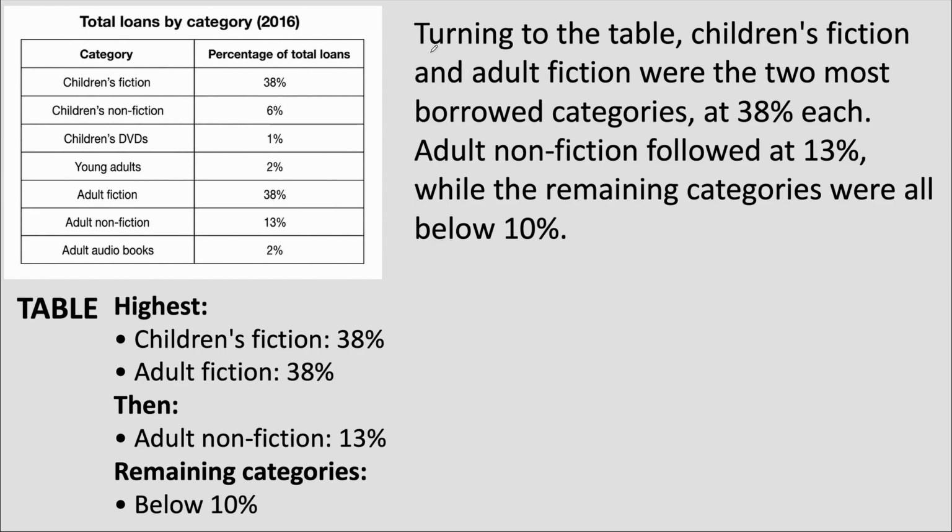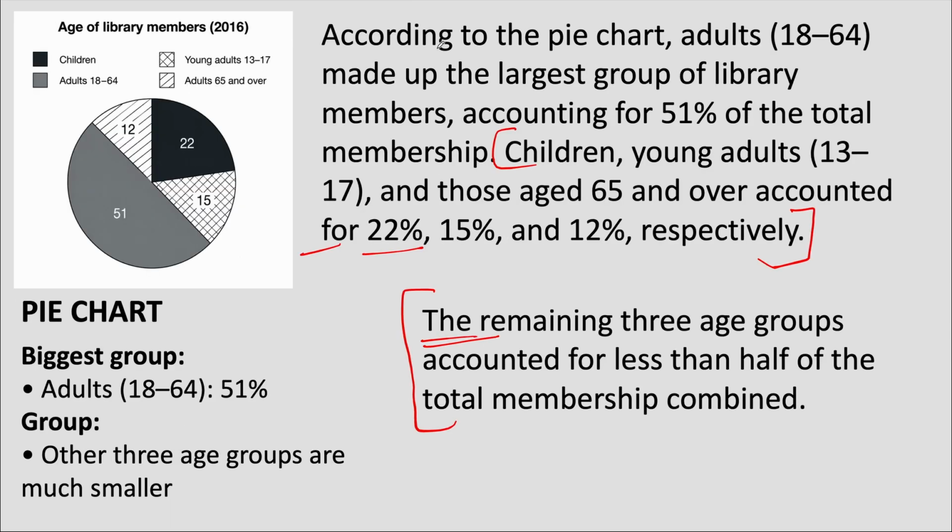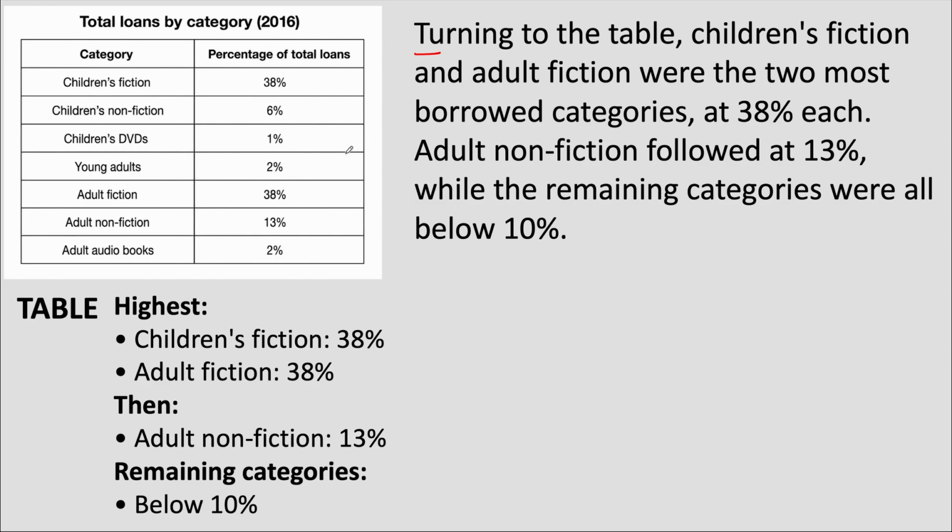I've started with turning to the table. For the pie chart, we started with according to the pie chart. The first thing we want to mention is the 2 highest categories. Children's fiction and adult fiction were the 2 most borrowed categories at 38% each. Notice the preposition at. It's a very common and useful word when we are writing figures in writing task 1.